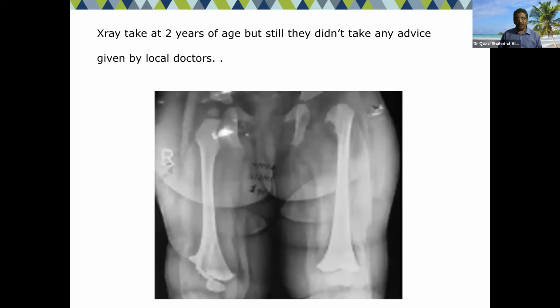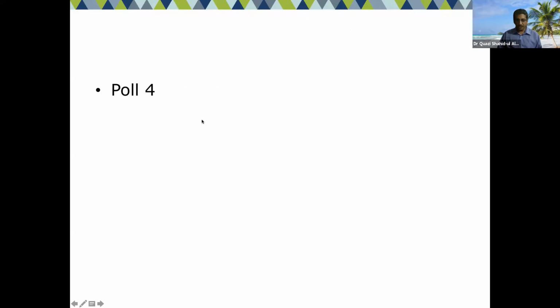From the X-ray, you can clearly see the head is not visible on the left side, and the femur is pushed far laterally if you compare with the right side. So my question is, do you think the head and neck are totally destroyed over here? Or do you think they are totally absent or present over there? So let us have our fourth question.